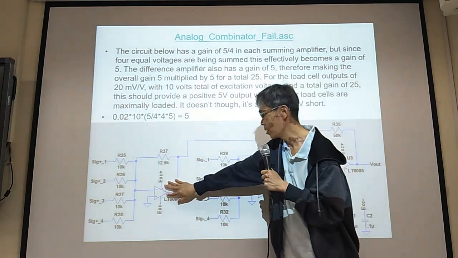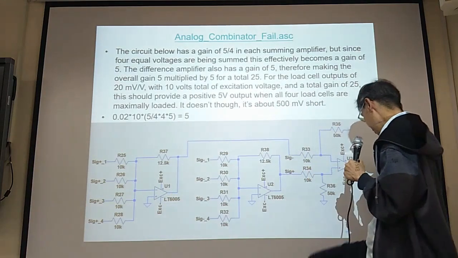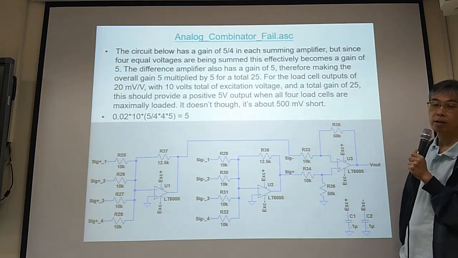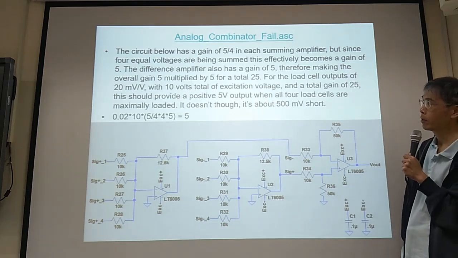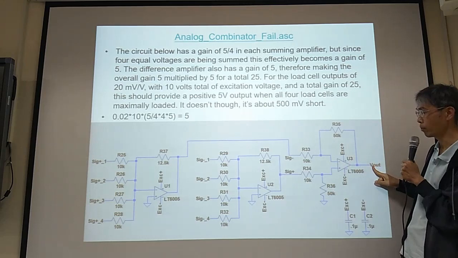So this is the gain of 5 for the first stage. In the second stage, 50K, 10K, another gain of 5. So the total gain is 25 to get to the output.